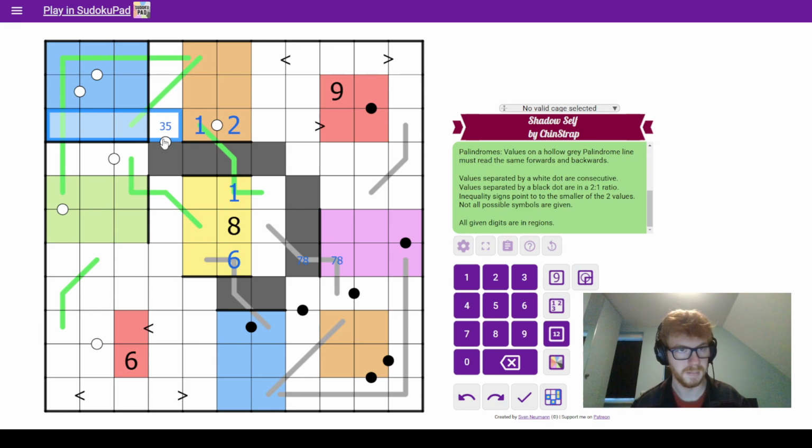I feel like I'm missing something more obvious than I am seeing. If this is out, it's a 2 or a 4. It's not a 4. Well, it could be a 4 and then have a 9 and a 9. That's not a problem. These two are the same. These two are the same. These two are the same.